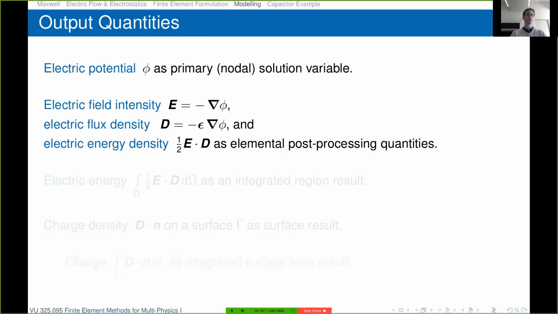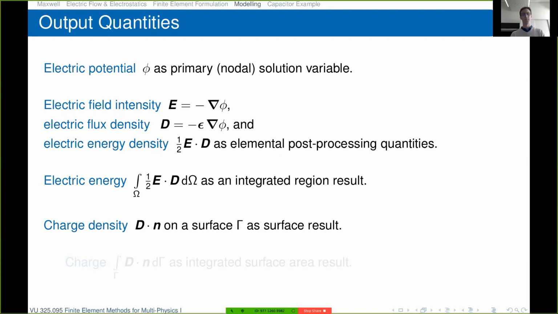We can also take the electric energy density and integrate it over a region to obtain integrated region results, the total electric energy in the domain, for example, or in a part of the domain. We have the charge density, which we can get on the surface as a surface result. And we have, for example, the charge as an integrated surface area result.